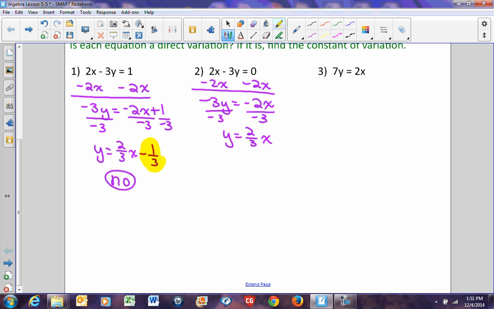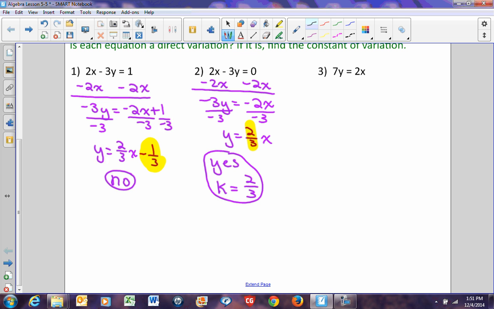As well as being a direct variation equation, we have to find the constant of variation. k is always whatever is multiplied by x. So if we look at this equation right here, we can see that 2/3 is multiplied by x. So k has to equal 2/3. So it is a direct variation equation, and the constant of variation is 2/3.